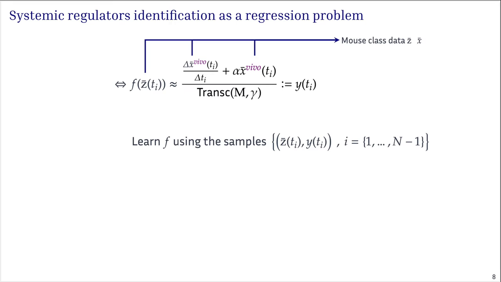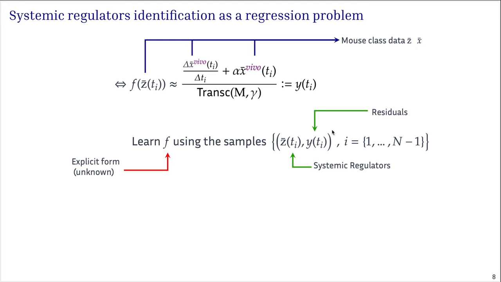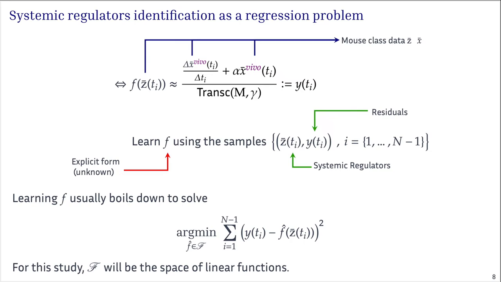where using as input the systemic regulator Z, we want to predict the residuals Y, and by doing so, we will obtain an explicit form for the unknown function F. And that's what we are really after in this case. Usually, a regression problem can be solved by minimizing some loss between the data and the model over some function space. And in this case, we will minimize the square loss in the space of linear functions.